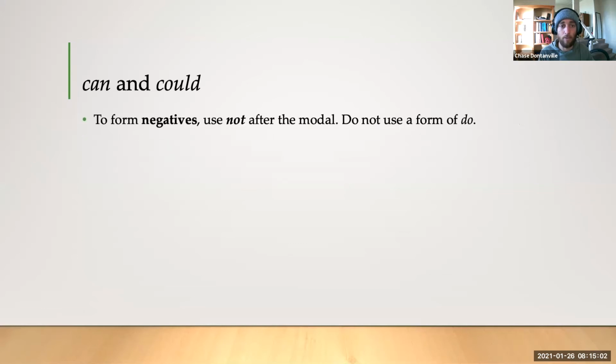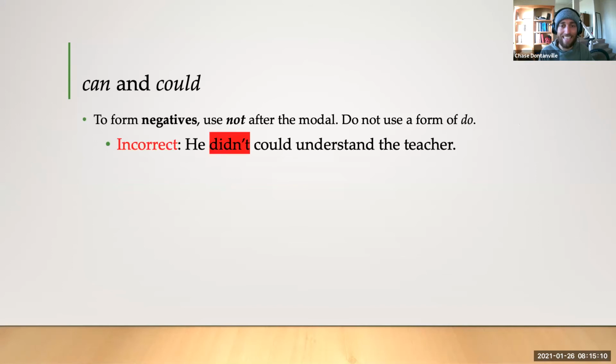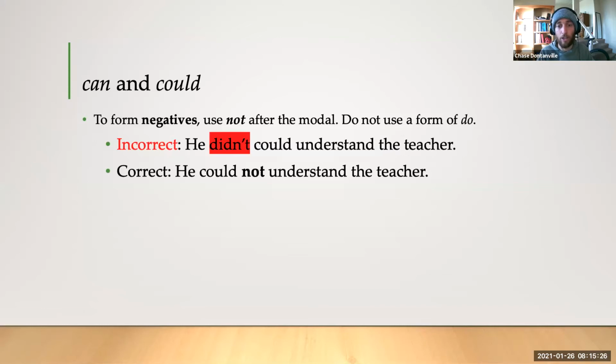And negatives. So to form negatives, use not after the modal. We do not use do. So incorrect. He did not could understand the teacher. This is incorrect. Remember, I said we do not use do or did or does. You put not after the modal. So he could not understand the teacher.